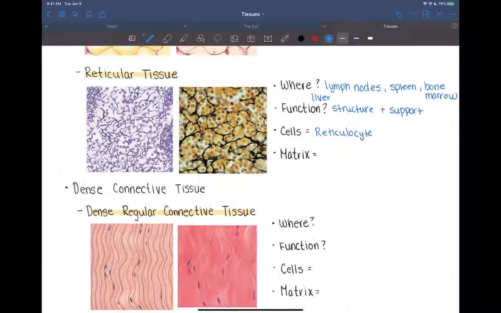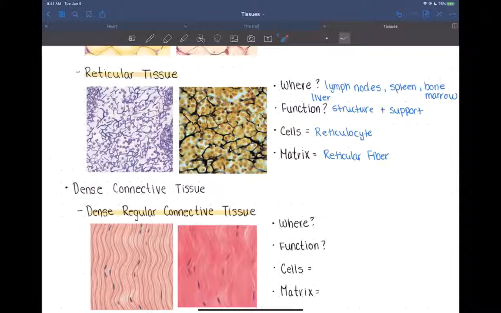Okay, and so the matrix for this is going to consist of a lot of reticular fibers with ground substance, so that hyaluronic ground substance, hyaluronic acid. So reticular fibers. And then the ground substance would be primarily hyaluronic acid. So in this picture you can see all these little orangey looking cells are going to be reticulocytes, and then you have these dark black fibers running all throughout everywhere. Those are going to be all of those reticular fibers.